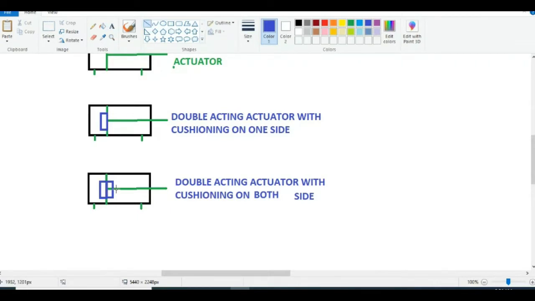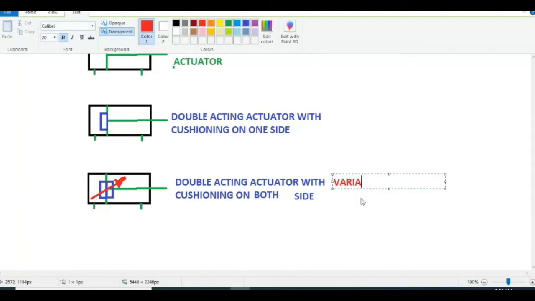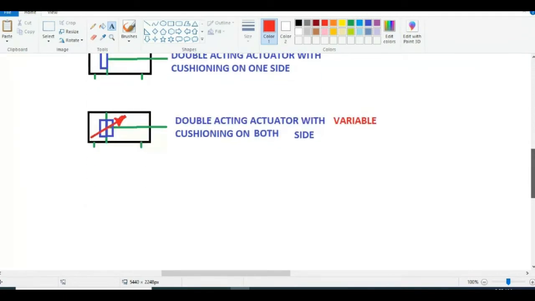If you draw a cross arrow again here, in this case we also have variable cushioning. If you represent the cross arrow here, what does it indicate? Double acting actuator with cushioning on both sides. Here you can say variable cushioning, a special word. The cross arrow indicates variable cushioning. Double acting actuator with variable cushioning on both sides. These are the different types of double acting cylinder.